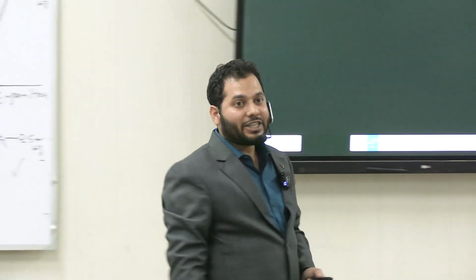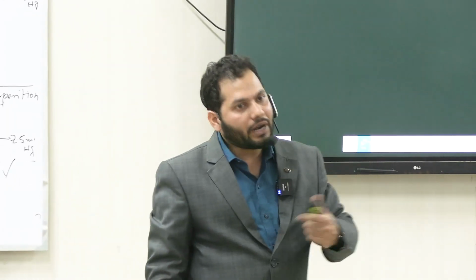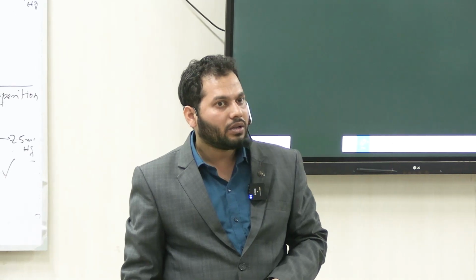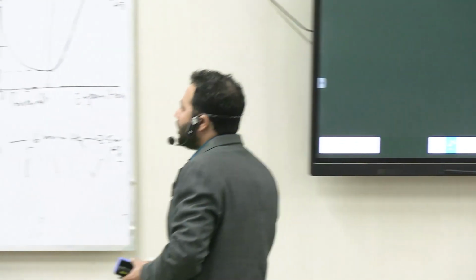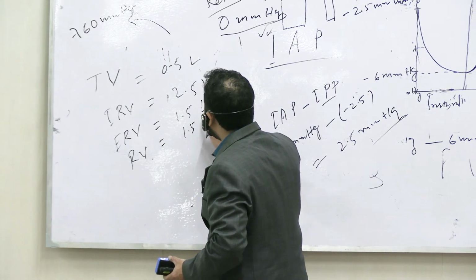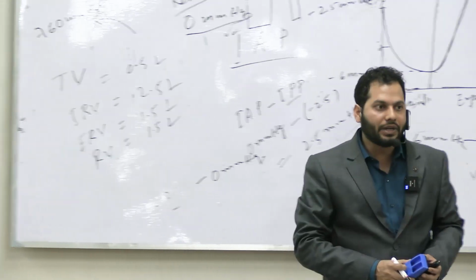Now, another one is the residual volume. The residual volume is the volume of air that remains inside the lung even after completion of the breathing cycle, right? So this is called the residual volume. This residual volume is also around 1.5 liter.